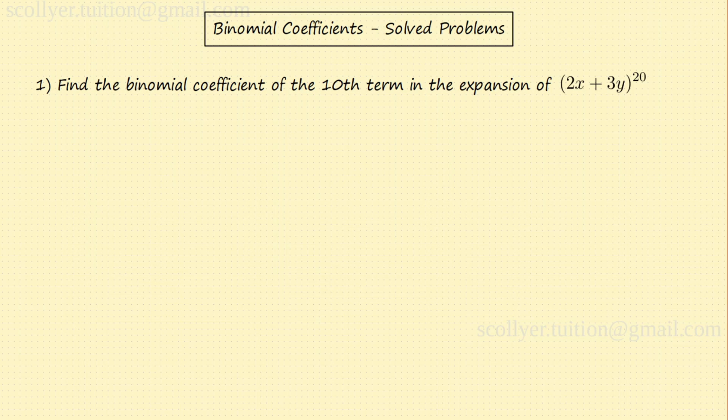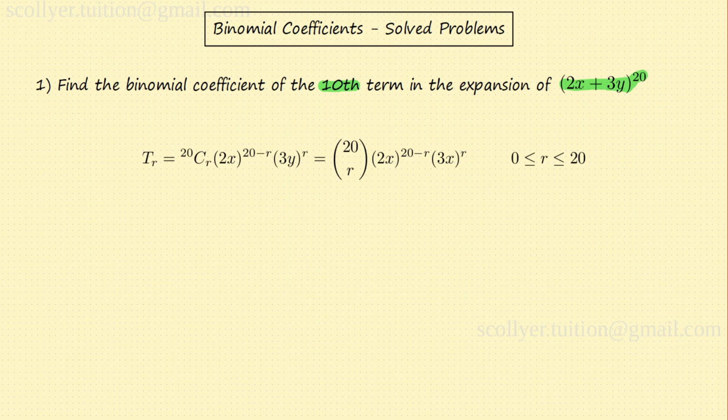Binomial coefficients solved problems. Problem 1. Find the binomial coefficient of the 10th term in the expansion of 2x plus 3y to the power 20. The rth term of the expansion of 2x plus 3y to the 20, which we can call t sub r, has the form 20 choose r times 2x to the power 20 minus r times 3y to the power r.